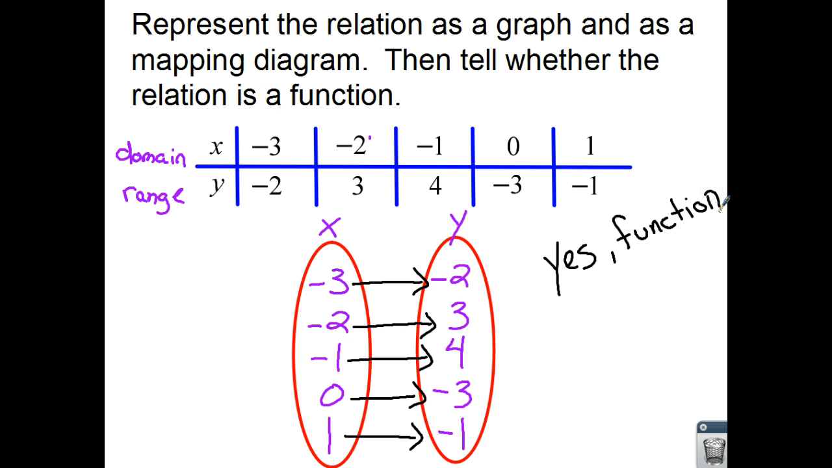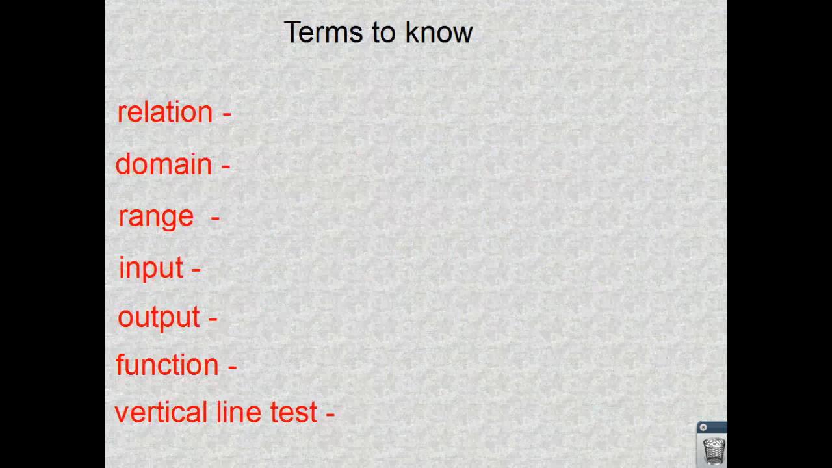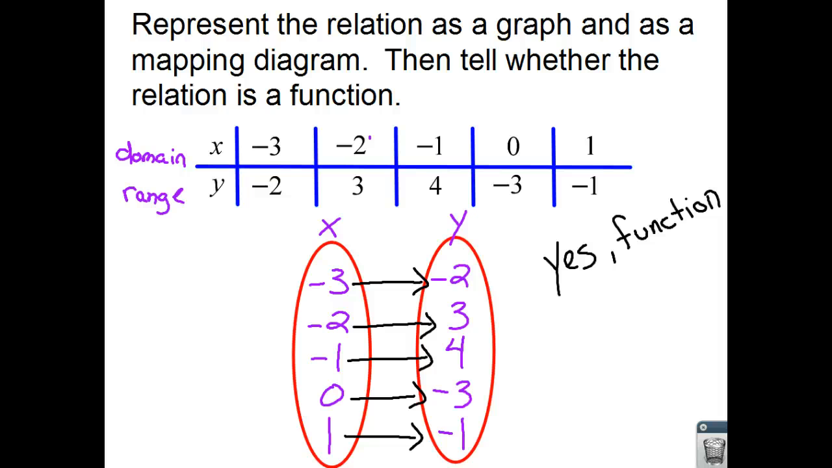All right, now they want us to also graph it on a grid. So represent the relation as a graph and as a mapping diagram, which is what we already did. And we already told whether or not that it's a function. Why is it a function? It follows my definition. A rule that assigns each input, or your x, exactly and only one output, which is your y. And all of those x's did that, so it's a function. Let's graph it on a grid. Okay, so we have -3, -2. That's my first ordered pair, -3, -2.